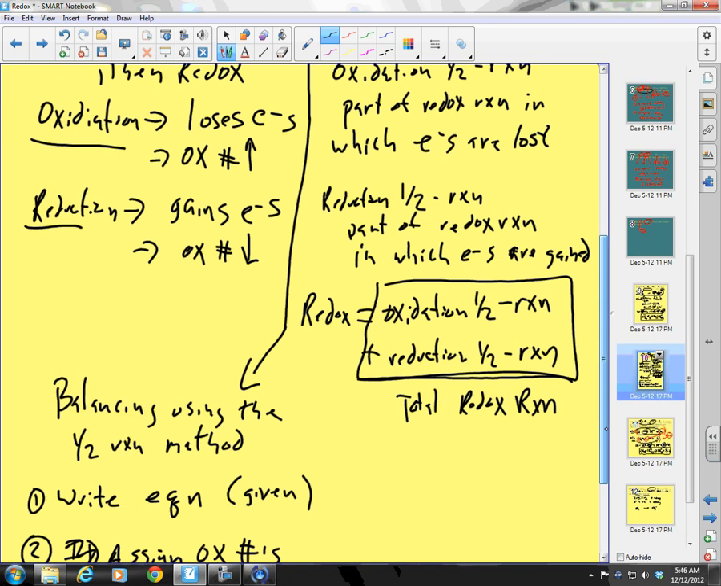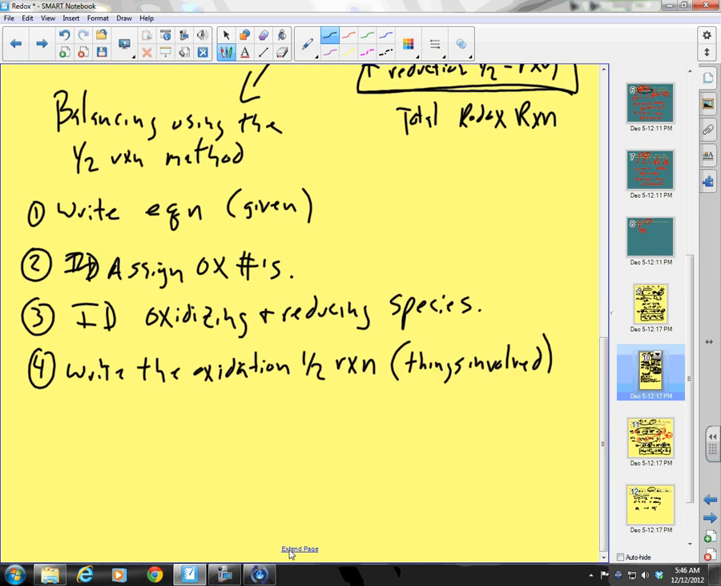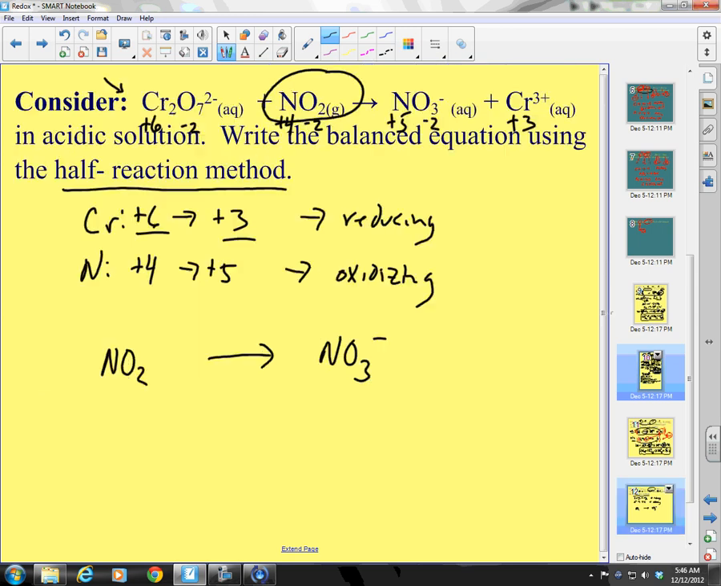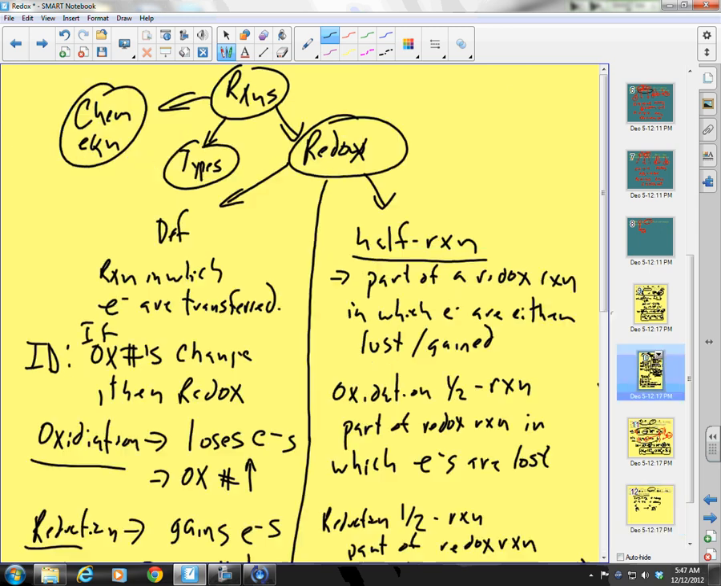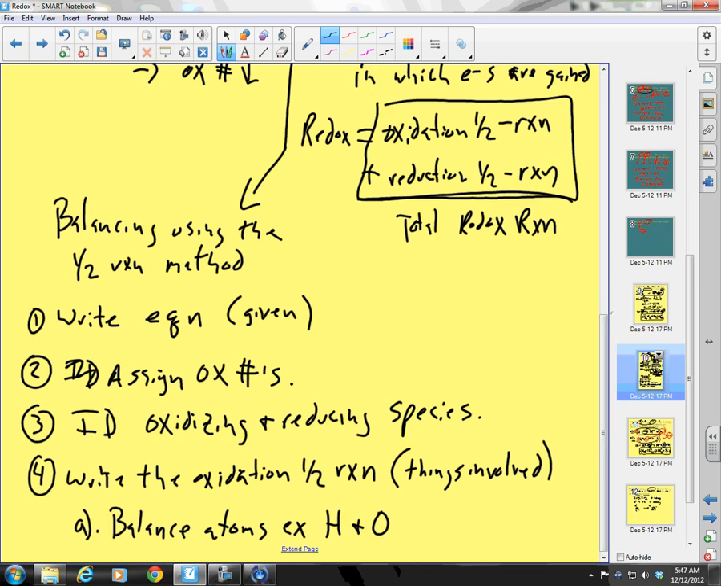Now what? Now we're going to have a whole list of things we have to do with this. So we write that. Now we want to balance atoms except hydrogen and oxygen. What do they mean by that? Well, I have one nitrogen here and I have one nitrogen there. Are they balanced? Yes. If they weren't balanced, what would I have to do? I'd have to change my coefficients, right? But in this case, I have one nitrogen and one nitrogen. Everything is fine. Good. Next step.